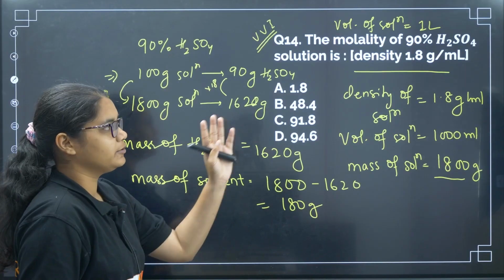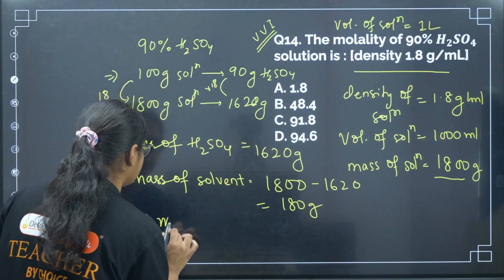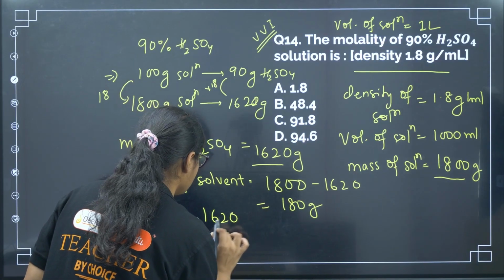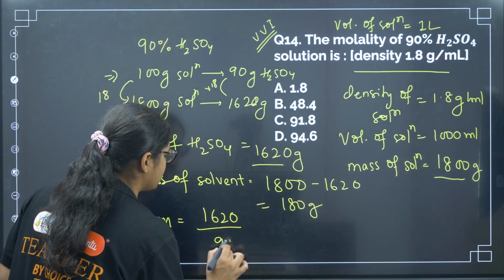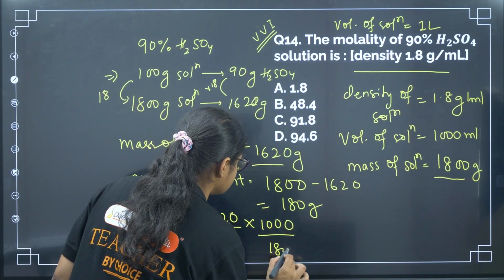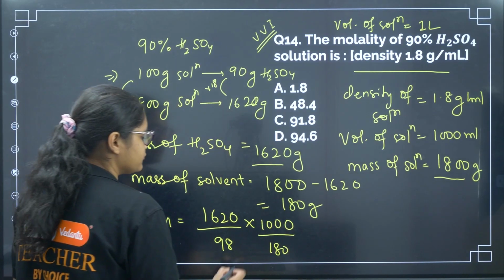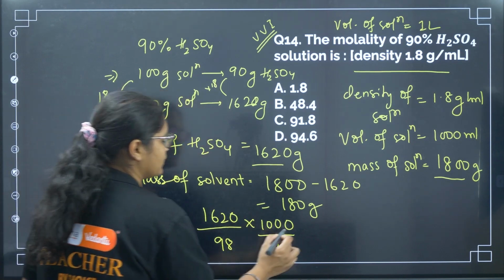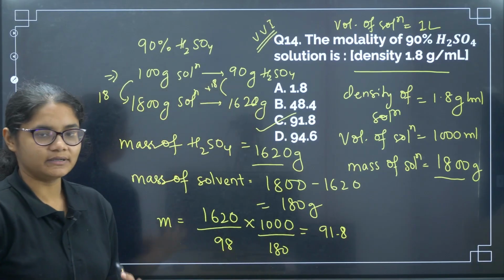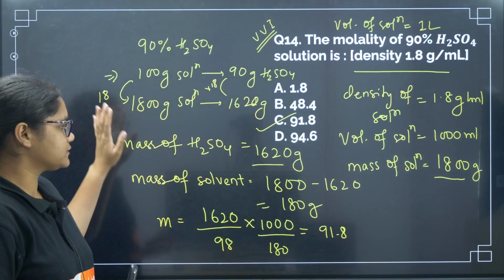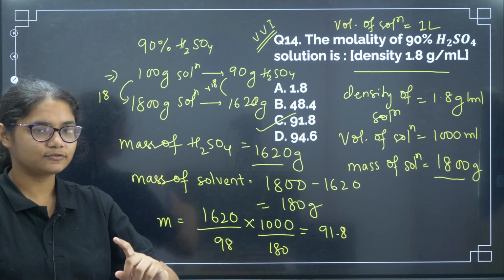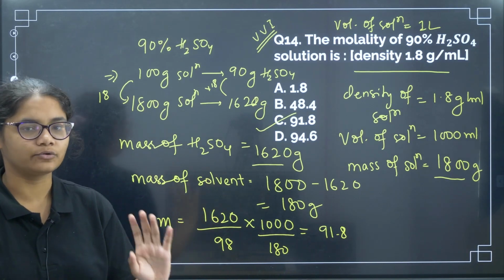So now we can directly use the molality formula. Molality will be equal to mass of the solute, that is 1620, by molar mass, that is 98, into 1000 by the mass of the solvent, 180. If you solve this, we will be getting around 91.8. Correct answer for this question is option number C. This question is a little tricky. I want to explain it again for those who didn't understand. Those who have understood can go forward to the next question.